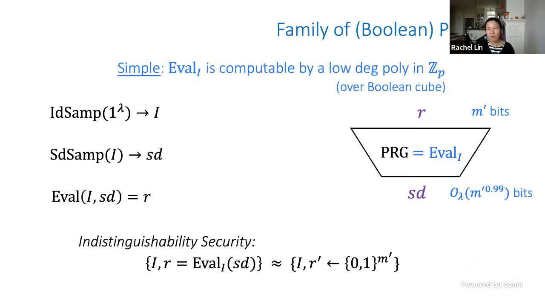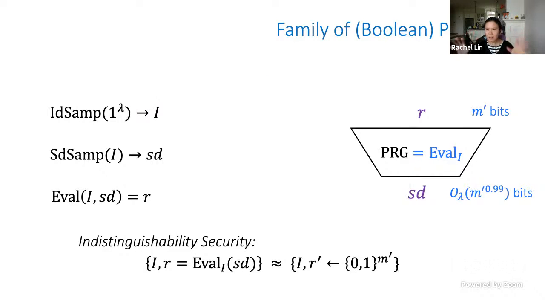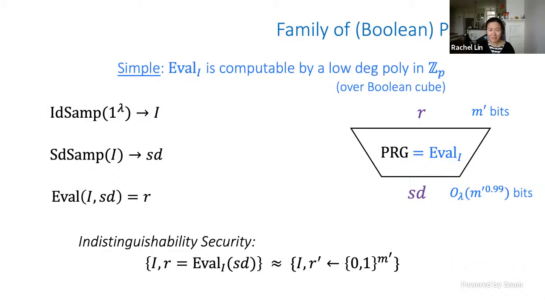So far on the slide, this is one of the most vanilla crypto objects ever. But we add a very non-trivial requirement on it: we want this PRG to be simple. Simplicity for us means that the evaluation algorithm for any function index I is computable by a low degree polynomial. In fact, we need a degree 2.5 polynomial.